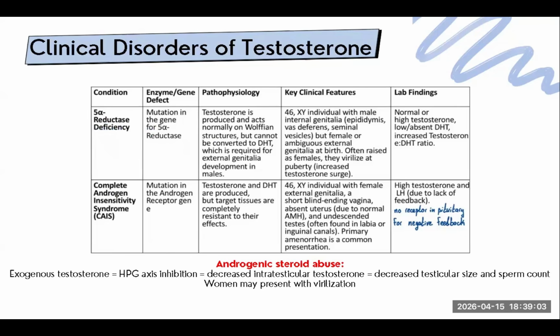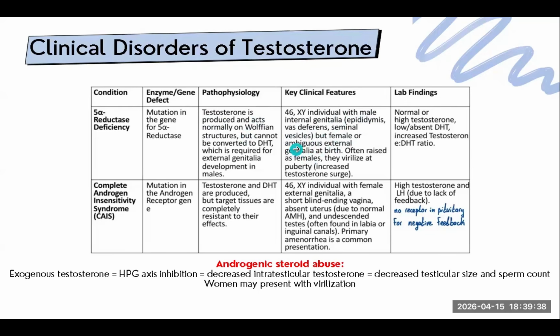And if we don't have DHT, as you guys can remember, DHT is important for the development of the male external genitalia. No DHT means we don't have male external genitalia being developed. And as we said before, the default is female. And so we will have female external genitalia in those patients. Now, testosterone is produced normally, so we would have male internal duct system, epididymis, vas deferens, and seminal vesicles. However, we would have female or ambiguous external genitalia.